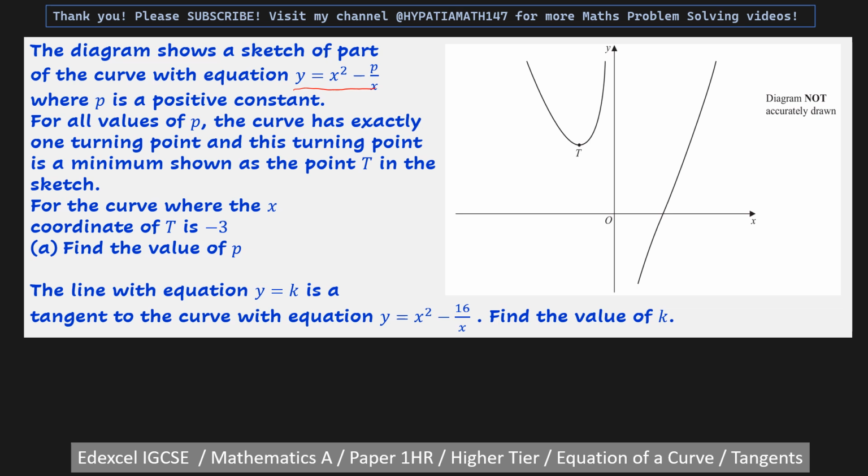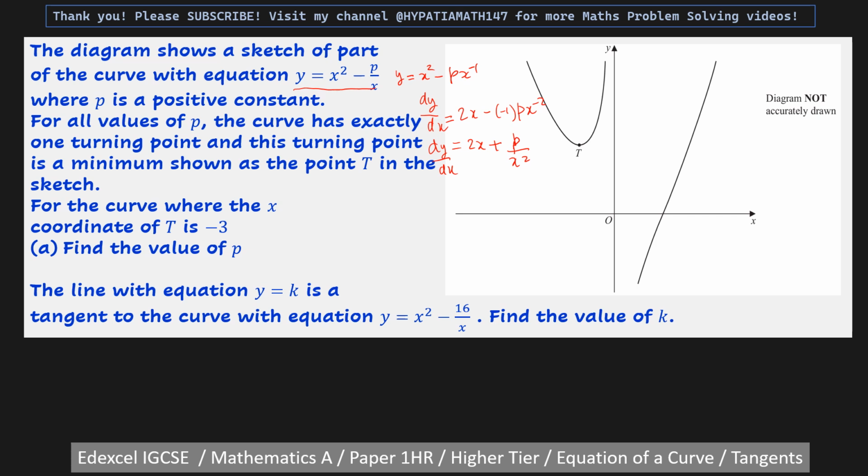So if we differentiate this, before differentiating, I can write it as y equals x squared minus p x to the power minus 1. So therefore I can write dy over dx as equal to 2x minus 1 times p x to the power minus 2. So that is equal to 2x plus p over x squared. So that is dy over dx.